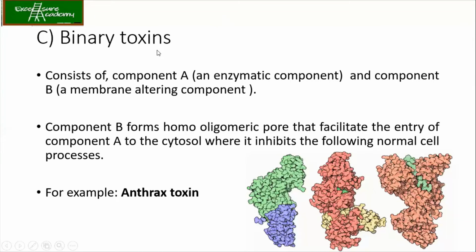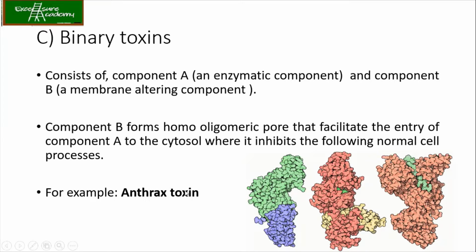So binary toxins. So we have covered alpha pore forming toxins and beta pore forming toxins. Now coming to the binary toxins. So it consists of component A and B, where A is the enzymatic component and B is the membrane altering component. Component B forms a homo-oligomeric pore that helps in the entry of the component A in the cytosol where it is going to inhibit the normal cell process. ठीक है, example हो गया आपका anthrax toxin.